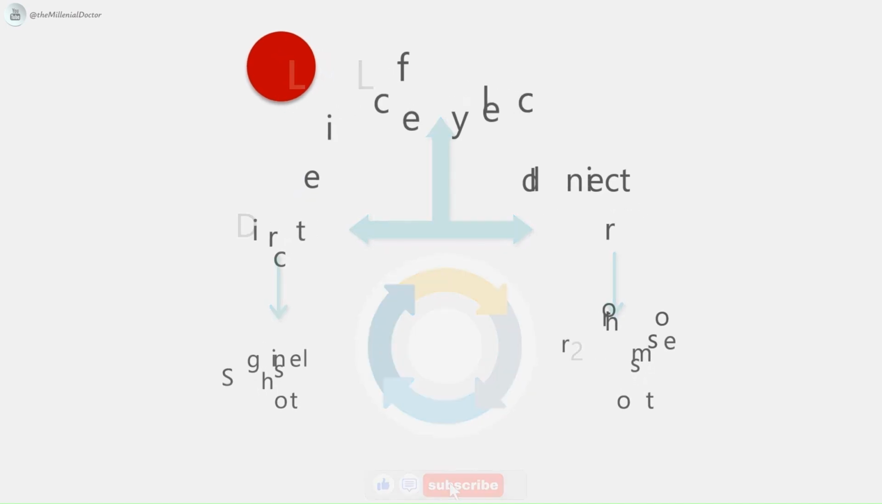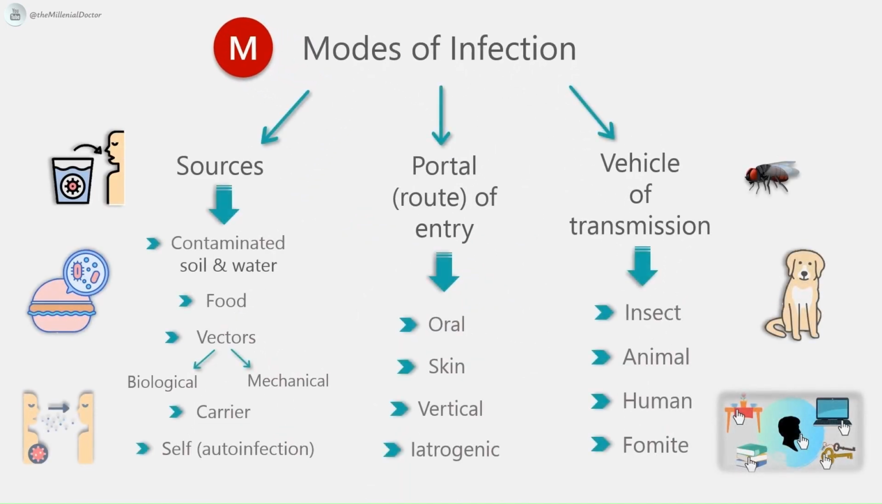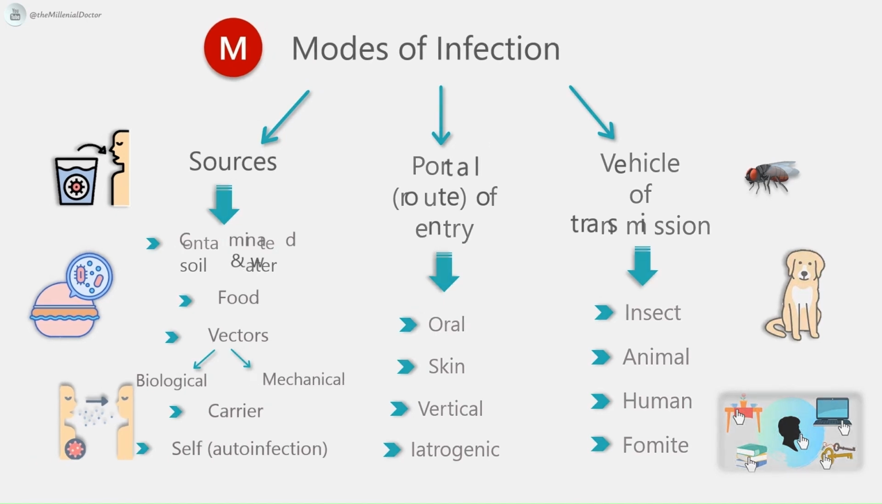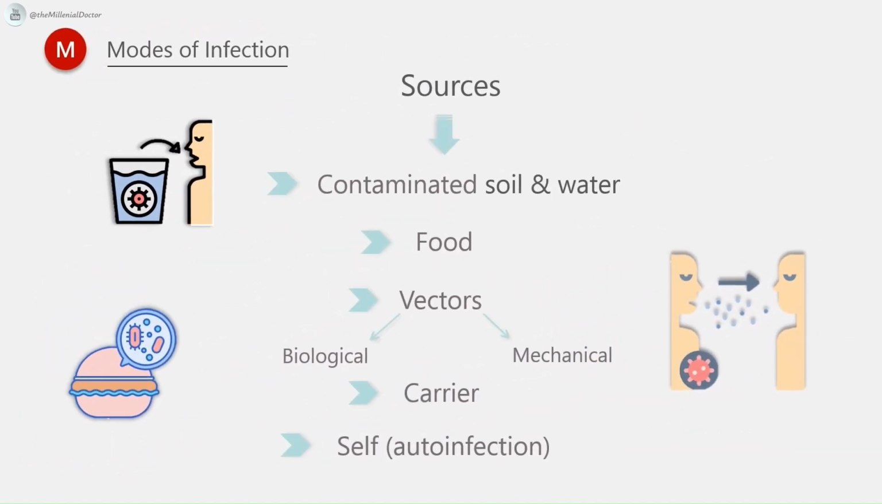Next, the modes of infection. Modes of infection is divided into three parts. First, sources. Second, portal or the route of entry. Third is the vehicle of transmission. First, the sources of infection. These are the following sources of infection: contaminated soil and water, food, vectors which are divided into biological and mechanical, carrier, and lastly self-auto-infection. The first, contaminated soil and water.